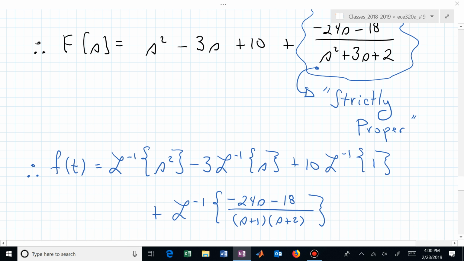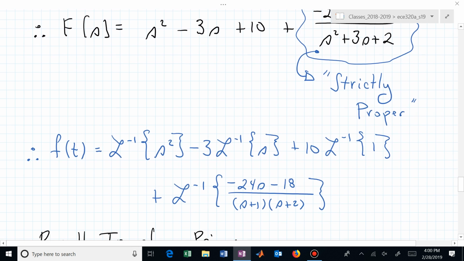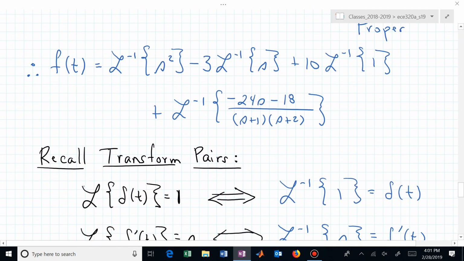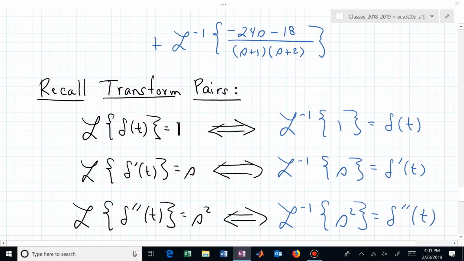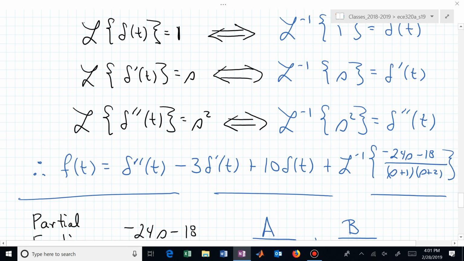Now we have to inverse Laplace transform this strictly proper piece, and that involves a valid partial fraction expansion. I'm just going to say remember these pairs. That's how we now put those other terms that we divided out back into the time domain through the inverse Laplace with the appropriate scaling. And now we need to continue by inverse Laplace transforming that strictly proper form.